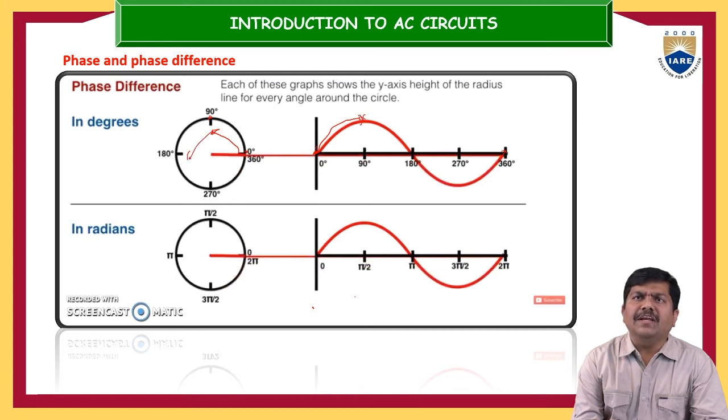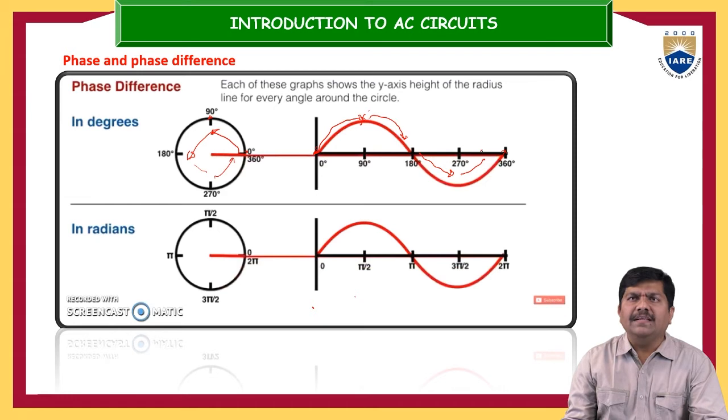Again from 90 to 180 degrees, you complete one more quarter cycle. So that gives us one half cycle. Further, if you increase from 180 to 270 degrees, you get one more negative quarter cycle. From 270 onwards, you can see one more quarter cycle. Like this, we get one complete alternating quantity envelope.